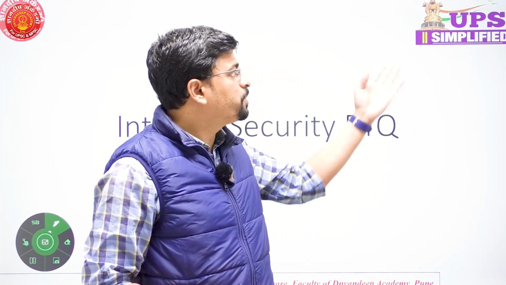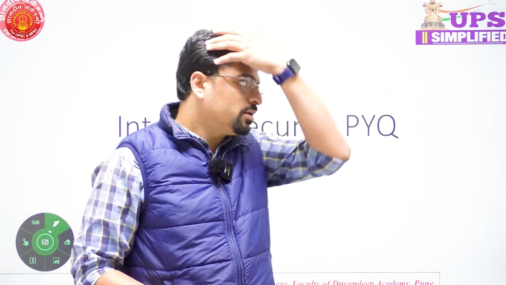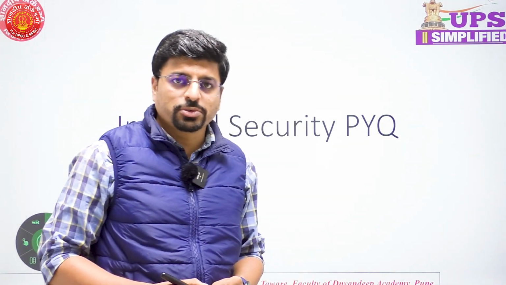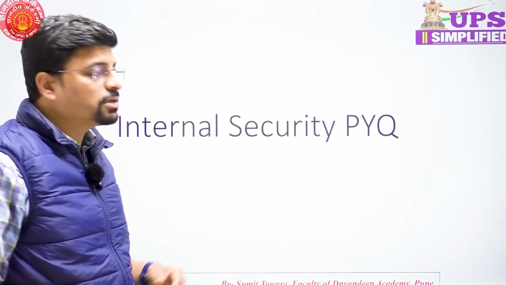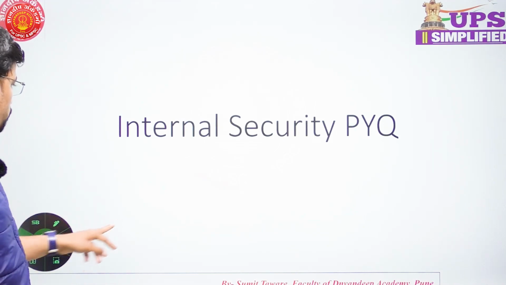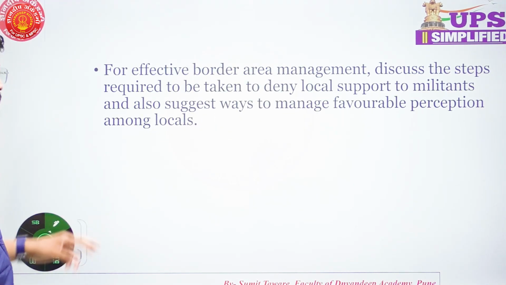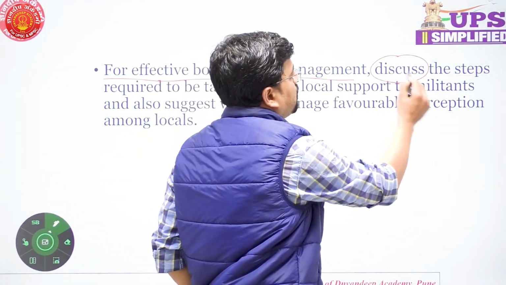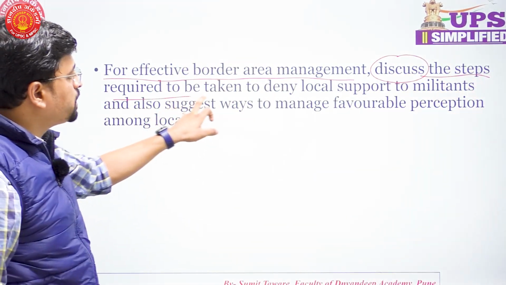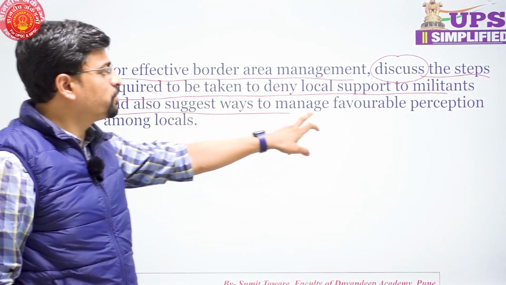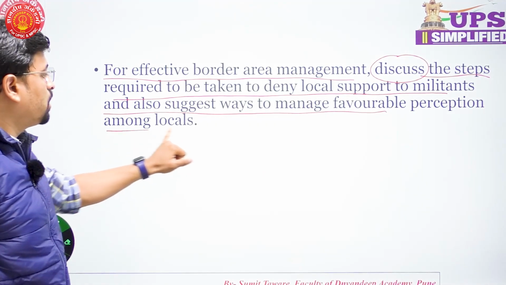We have started our UPSC Simplified series, under which we are discussing UPSC's PYQs on a daily basis. So today we are going to discuss one of the internal security questions from the previous year questions asked by the UPSC. We will see the question first. For effective border area management, discuss the steps required to be taken to deny local support to militants and also suggest ways to manage favorable perception among locals.